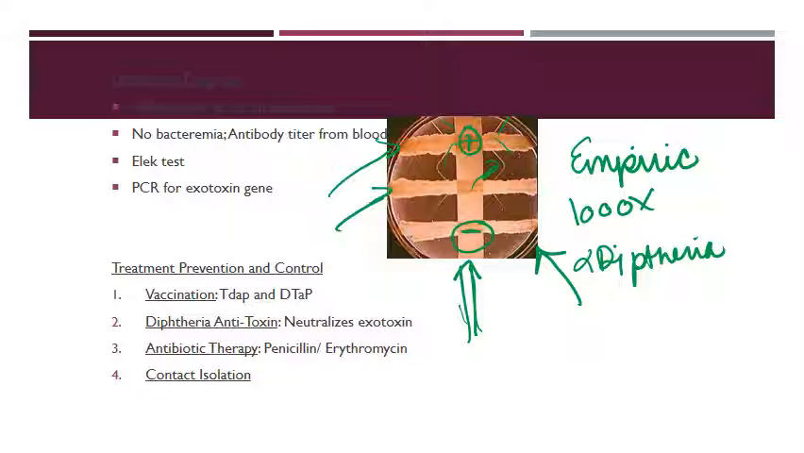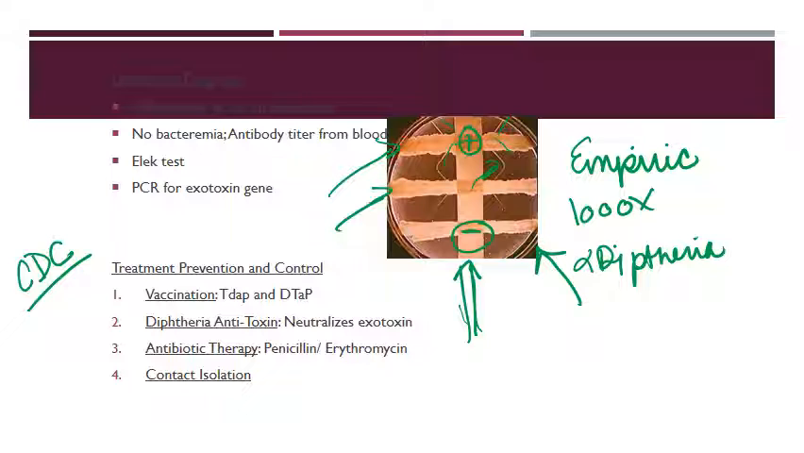So that's one way. Alternatively, you could technically take your sample and perform PCR for the exotoxin gene, but that's really not often done. It's very uncommon. And this is one of those bugs that if you find it for some reason, you're going to be notifying the CDC. They definitely want to know that.